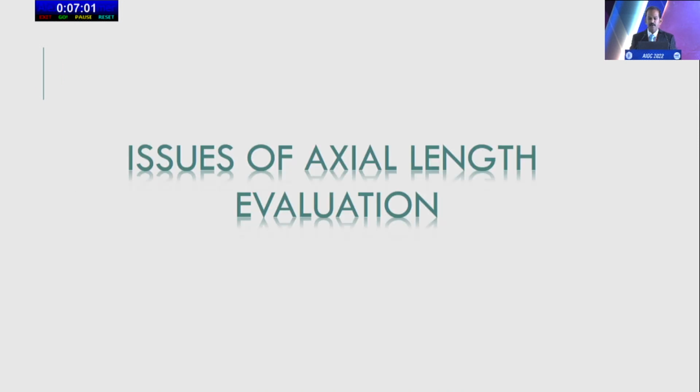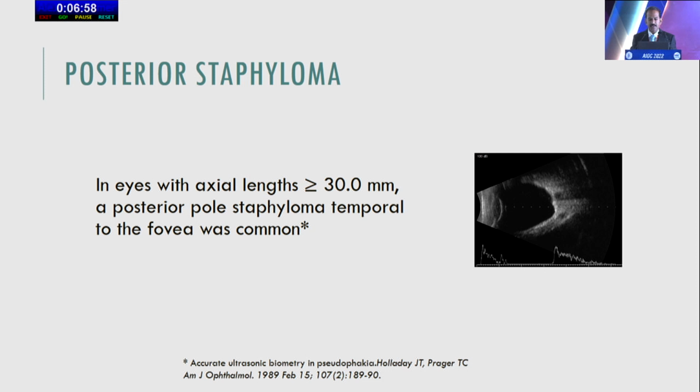Issues with axial length evaluation will start from the higher axial lengths. In eyes with an axial length more than 30 millimeters, a posterior pole staphyloma temporal to the fovea was quite common.